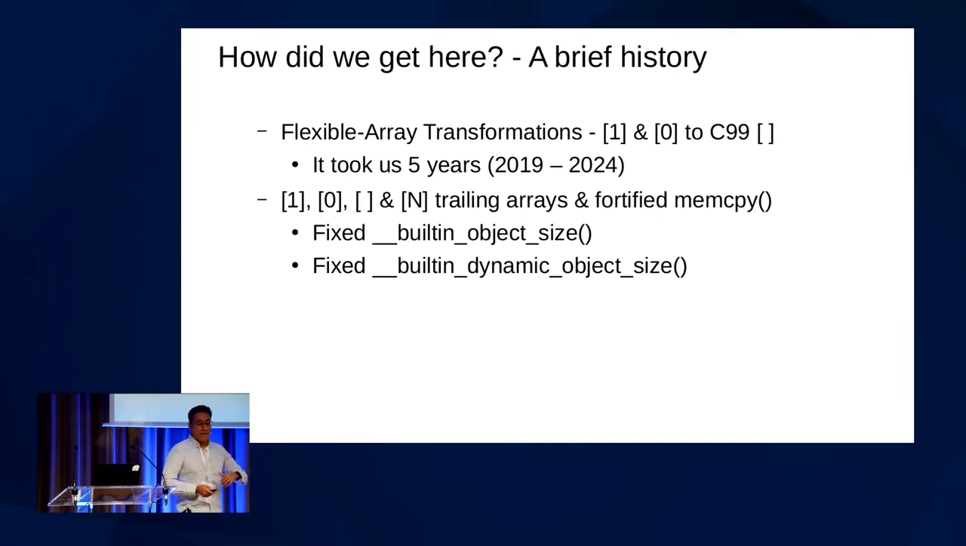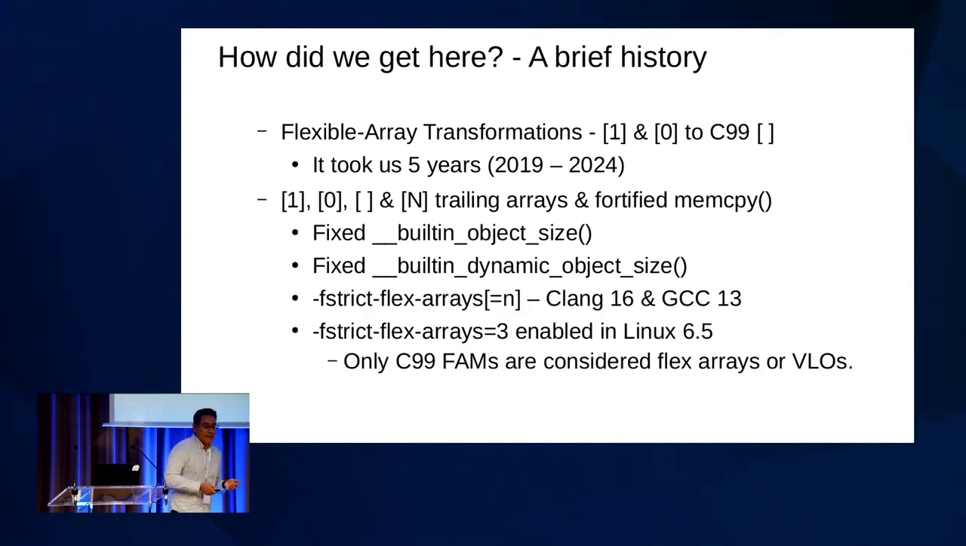So, okay, that problem is fixed. Those builtin compiler functions are correct now, and they function correctly now. And compilers also implemented a new compiler option, -fstrict-flex-arrays. It was released in Clang 16 and GCC 13. We enabled the strictest form of this compiler option in Linux 6.5.